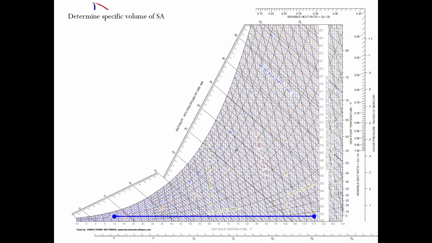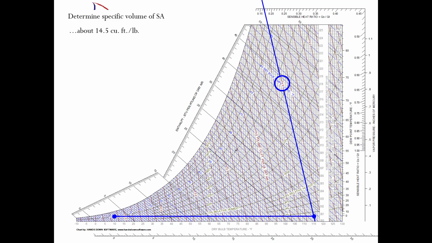Okay, pretty straightforward. The next thing we need to do is determine the specific volume of our supply air. All right, we've been told we need 1,000 cubic feet per minute of supply air, but we need to figure out how many pounds of air that's going to be. So we can see that our supply air at 115 degrees is going right through the 14.5 cubic feet per pound specific volume line here on the psychrometric chart.